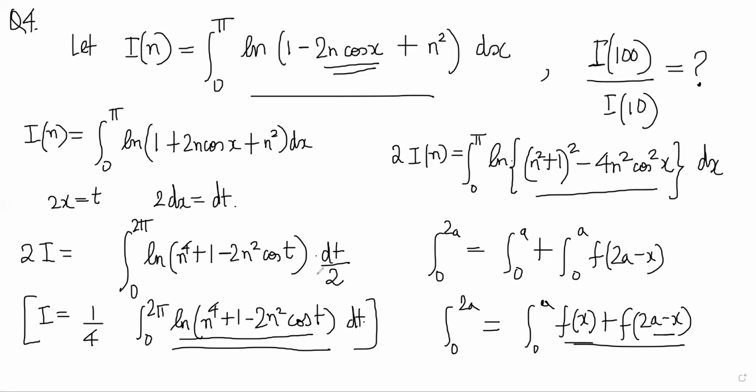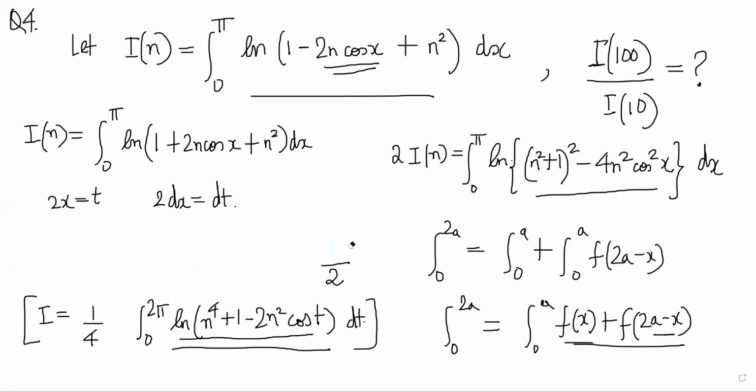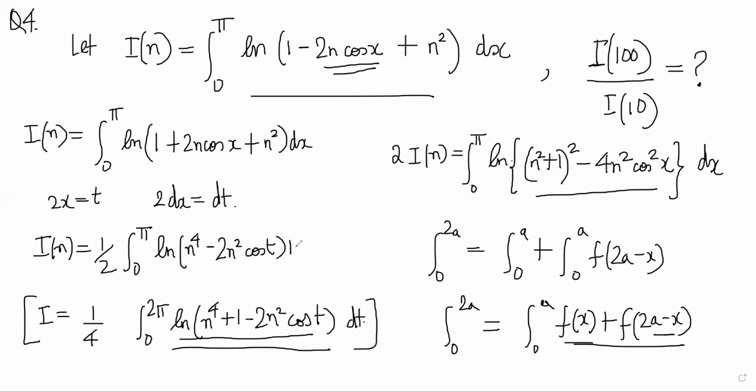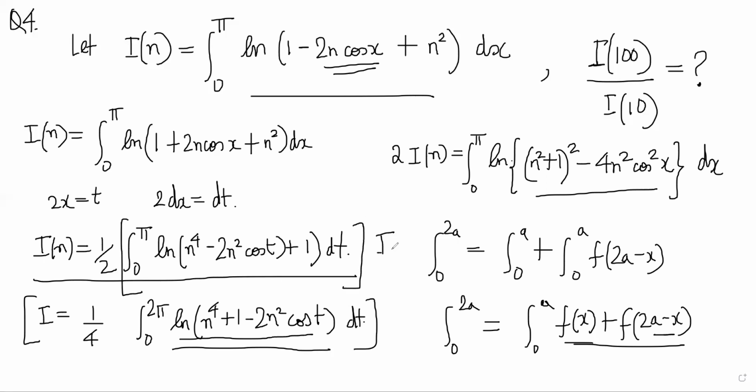So I of n is equal to, now if I apply that property, I will get half of this, 0 to pi, this thing ln n power 4 minus 2n square cos t plus 1 dt, right? And this part I can write as I of n square. So I of n square by I of n is equal to 2, right?